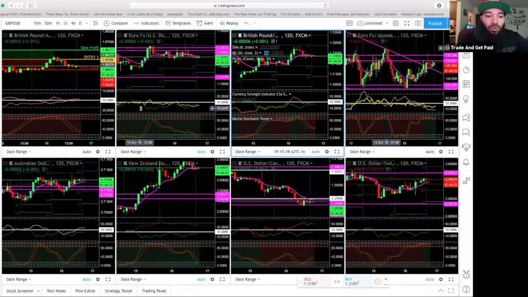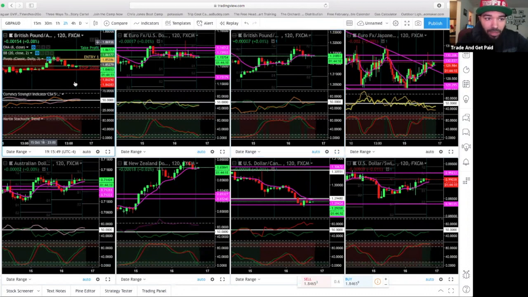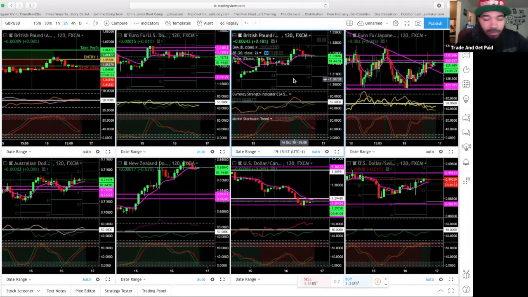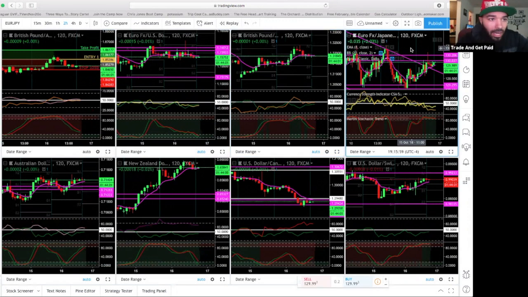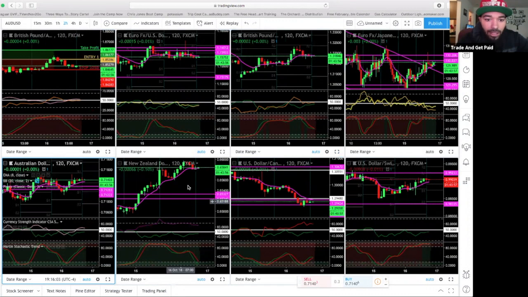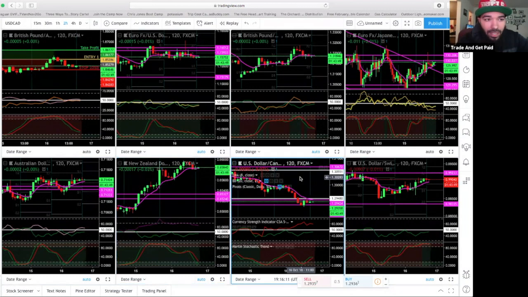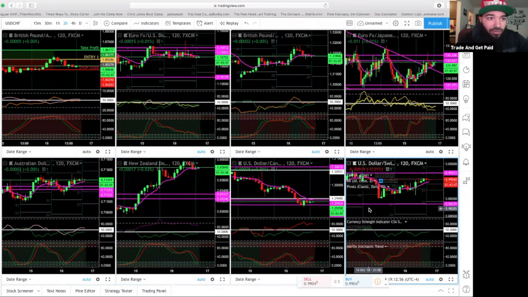All right. So how I use it is this. I've got 1, 2, 3, 4, 5, 6, 7 charts. This is the one that I fluctuate through different pairs, but these are the 7. So you've got Euro USD, GBP USD, Euro Yen, Aussie dollar versus the United States dollar, the New Zealand dollar versus the United States dollar, and now you've got the USD CAD and the USD Swiss franc.